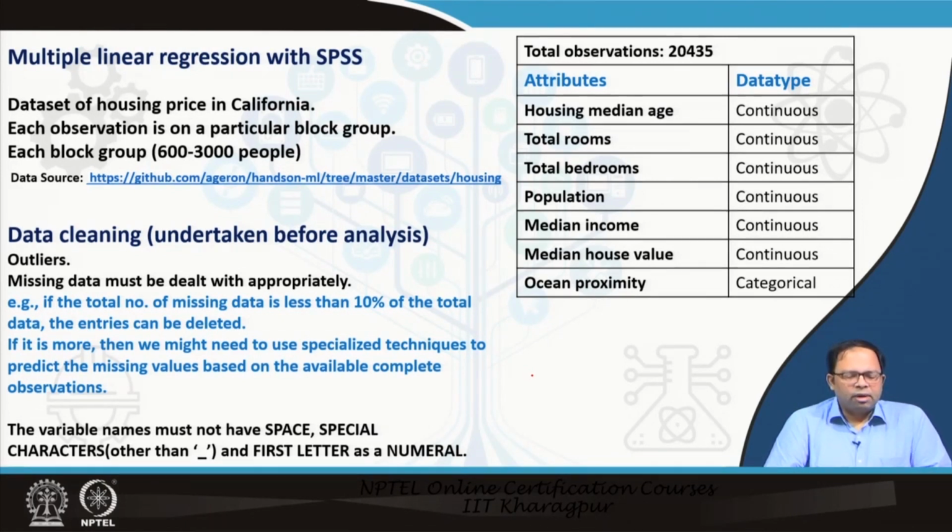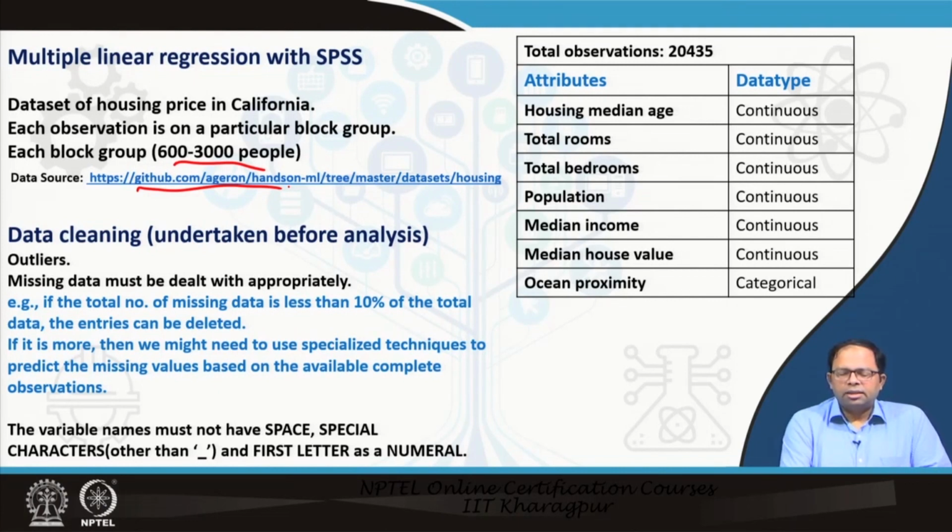This is a data set of housing price in California. Each observation is a particular block group. So that means each block is a zone basically. We take average values for different things, and each block group has around 600 to 3000 people. This data set is available in GitHub. So this is a free data set which you can also use.